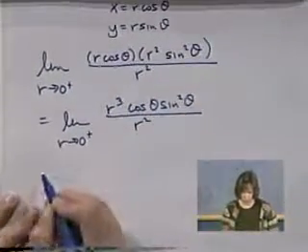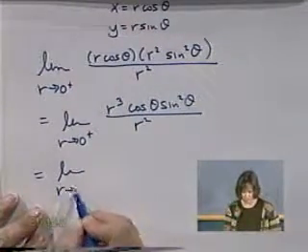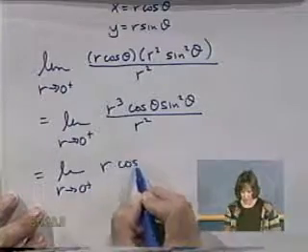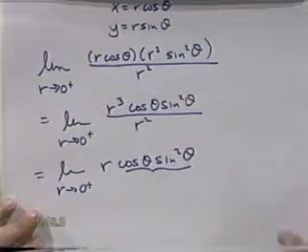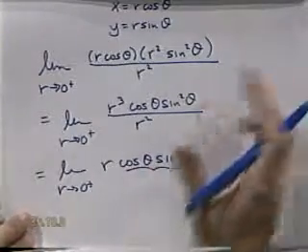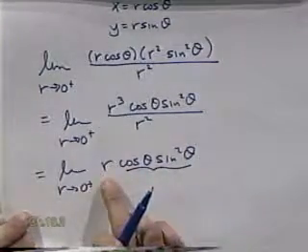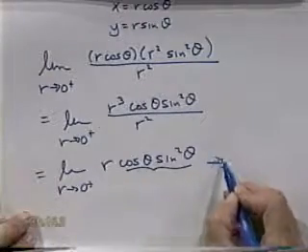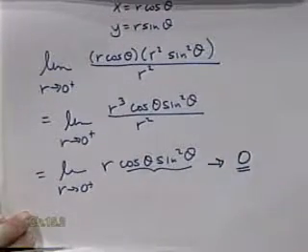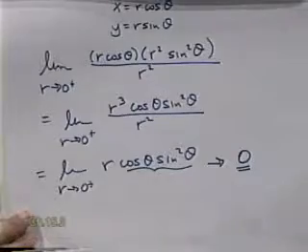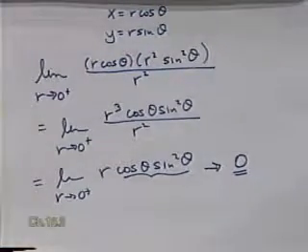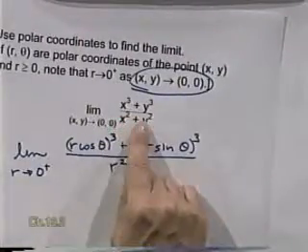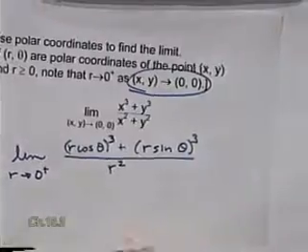A pair of r squareds cancel, and I get r cosine theta sine squared theta. This is some fixed number, depending on what theta is. R is going to 0, so what's this thing going to? 0. We're done. So polars are really great when it looks like your limit's 0. Notice, a key to me is when the denominator is x squared plus y squared, that's an easy r squared right off the top of the bat.